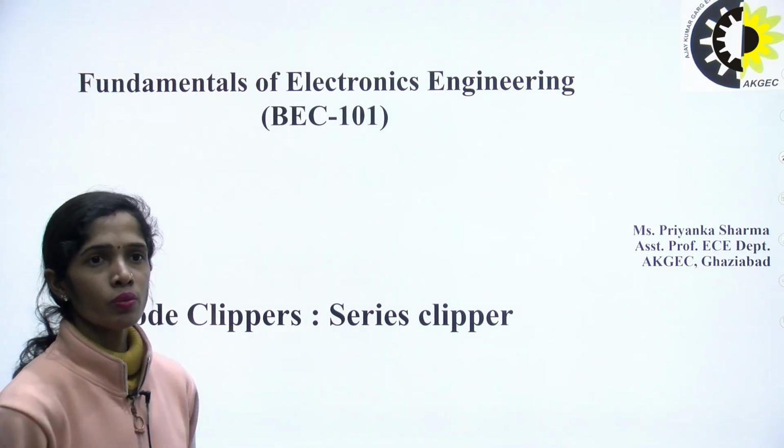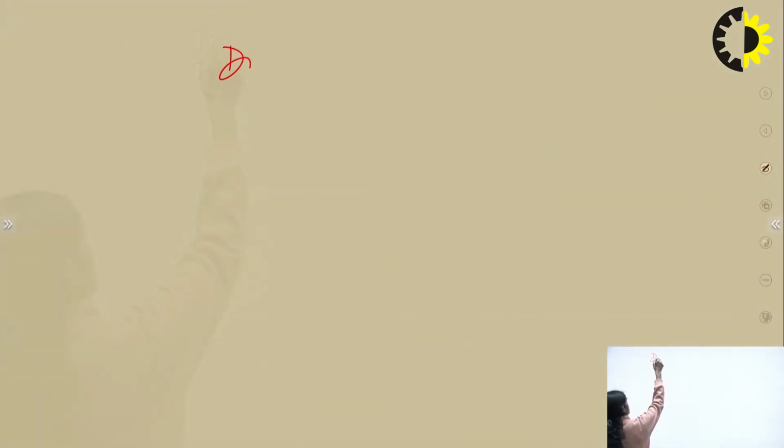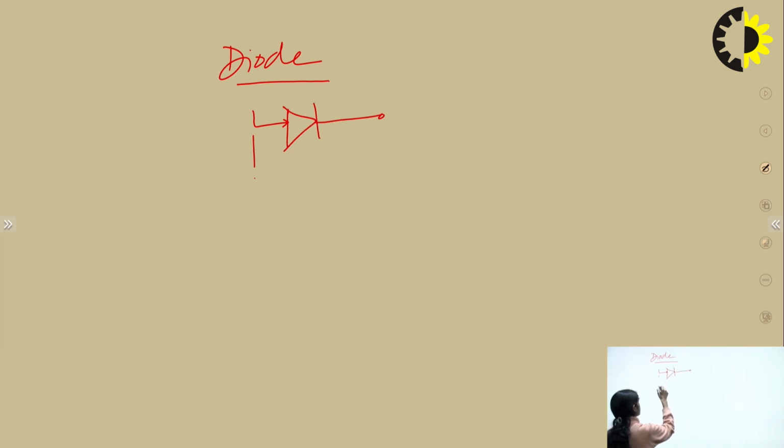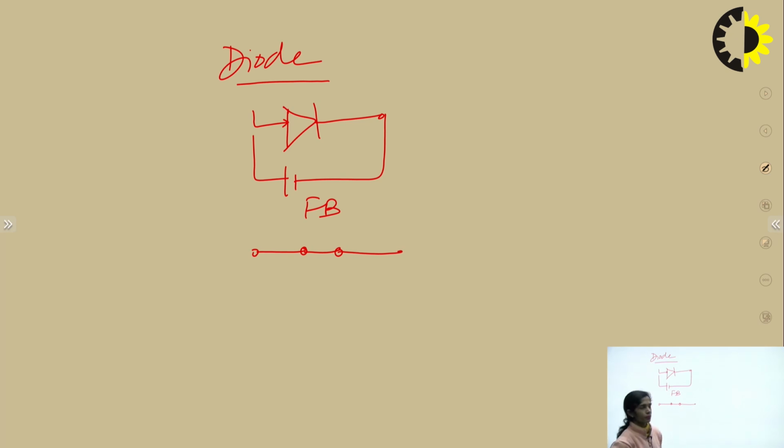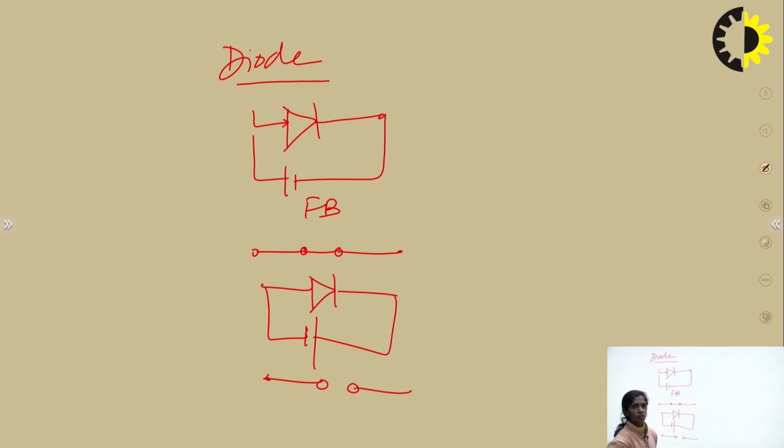First of all, we should know what a diode clipper is. As we all know, a diode is a device that can be used as a switch. It works when it is forward biased and current flows, acting as a short path in the forward bias condition, and in the reverse bias case it works as an open circuit. So it can work as a closed switch and an open switch. This is used in the clipper circuit.